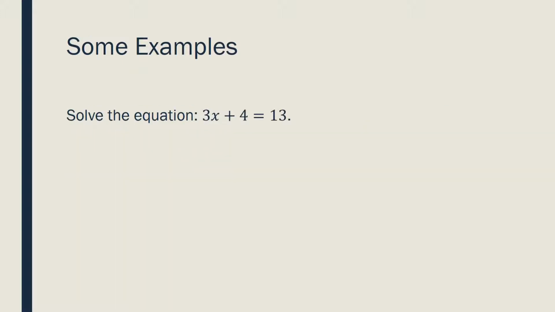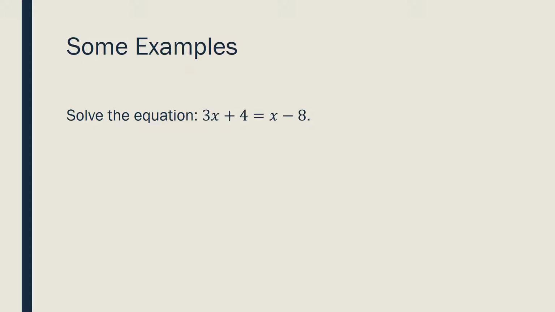So you should be able to do this one already. We're going to start by removing this +4. So we subtract 4 from both sides. We get 3x equals 9. We want to get rid of this 3, so we're going to divide both sides by 3. We're going to have x equals 3. Now we can check. So we're going to go left-hand side is 3 lots of 3 plus 4, which is 9 plus 4, which is 13, which is the right-hand side. So we know then that it's correct.